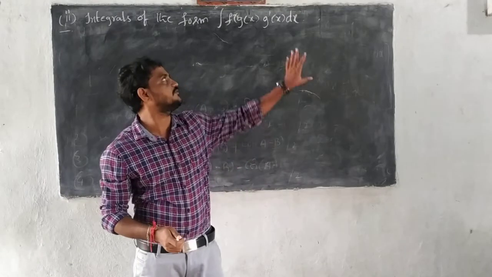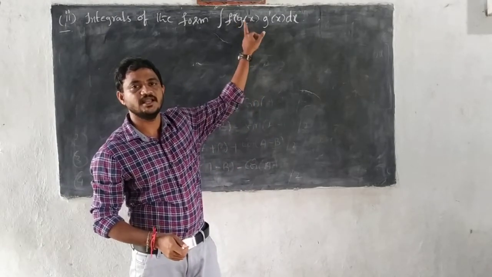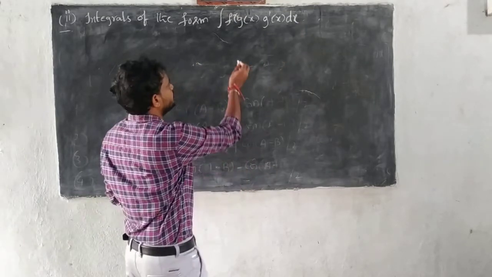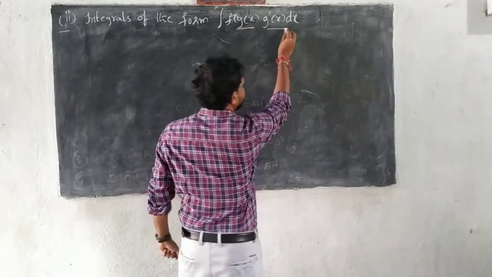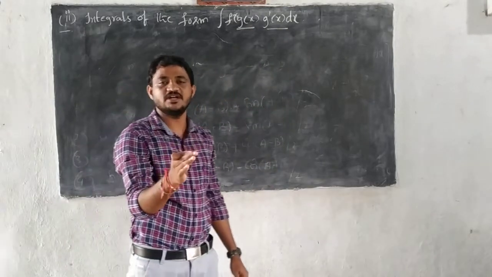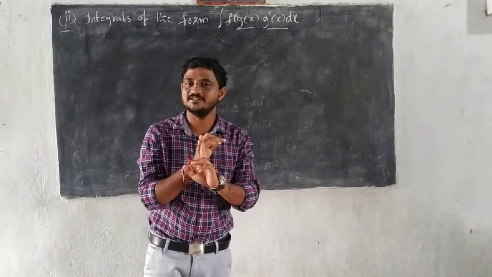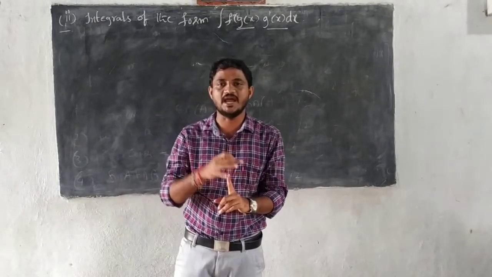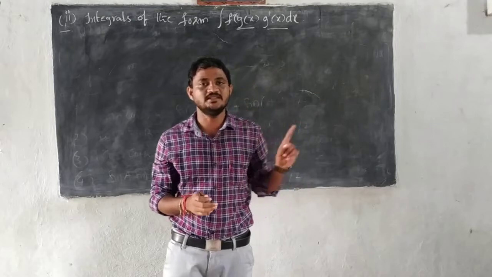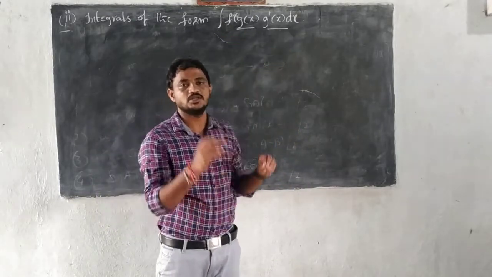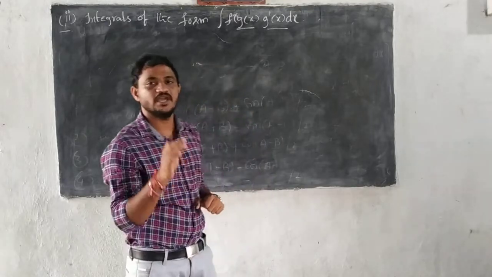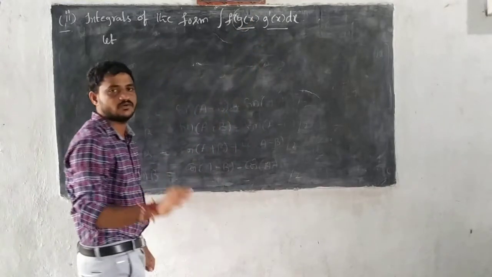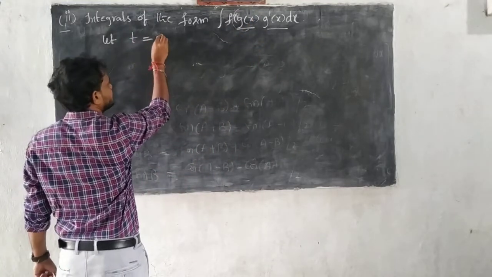Okay. First, observe the integral here: integral f of g of x into g dash of x into dx. If you observe clearly, here we have g of x and g dash of x. That means in the given function itself, we will have a function and its derivative. So, to solve these types of integrals, first we have to assume a function as t.